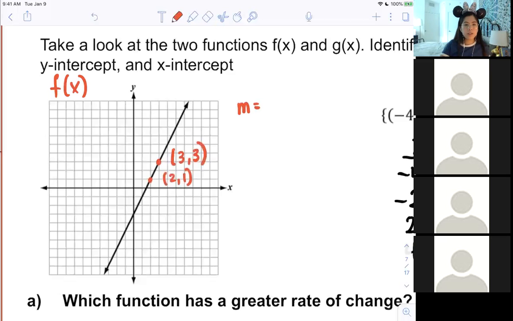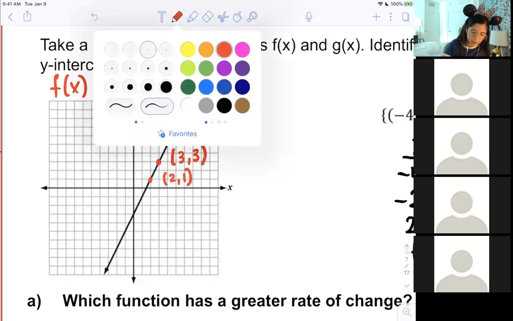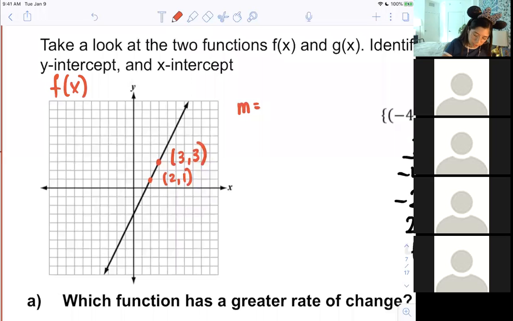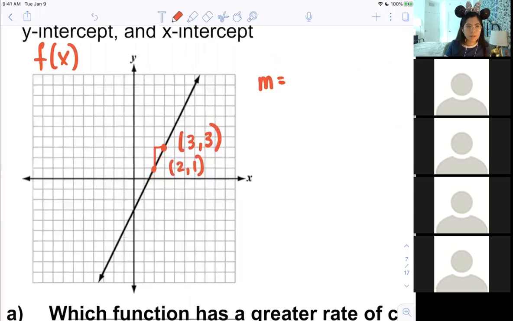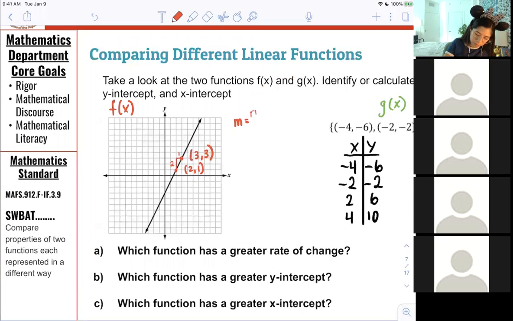Okay. So between these 2 points, I'm going to do rise over run because I haven't done that yet today. So let's show what that looks like. I go up and then I go to the right. How many units do I go up? I'll zoom in a little bit more. How many units up? Yeah, 2 units up. And then how many to the right? 1. 1.